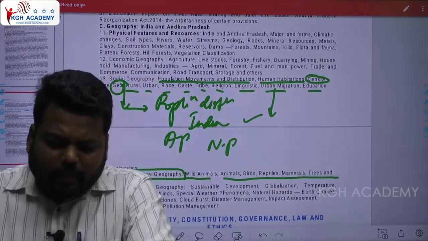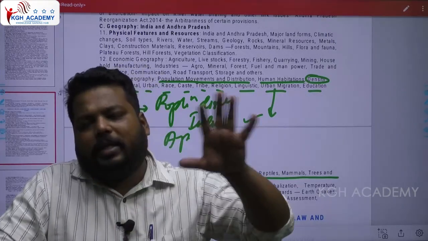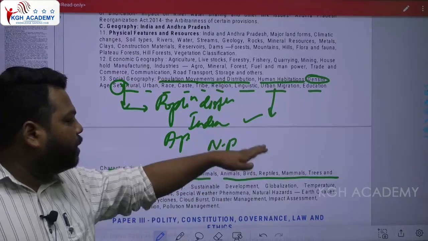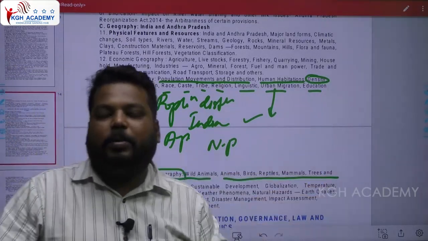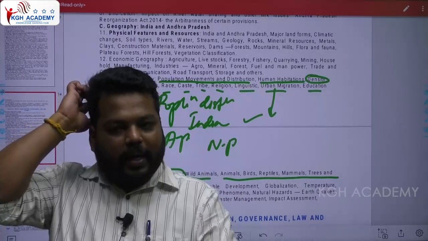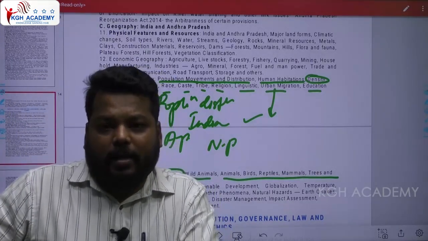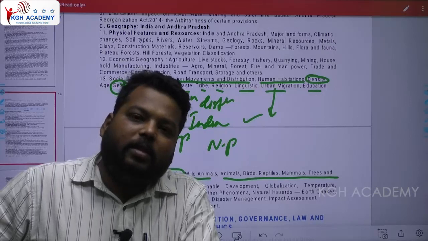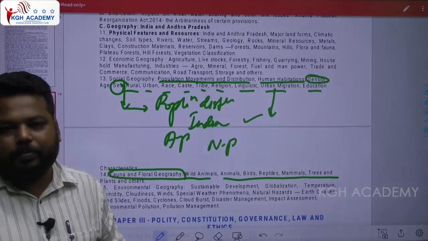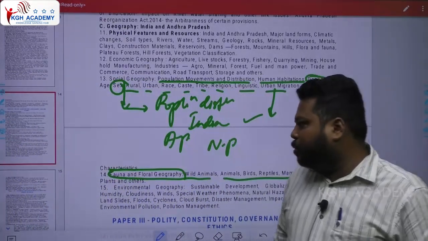In this way, Kanha National Park is known for Barasingha. We will be discussing different species of wild animals, birds, reptiles, mammals, and important tree species, which are present and where they are grown. We will see this exclusively in India, and we will also give special emphasis to the important protected areas within the Andhra Pradesh region. That also we will be seeing. Clear? So this is a very, very important chapter and a very easy chapter to understand.